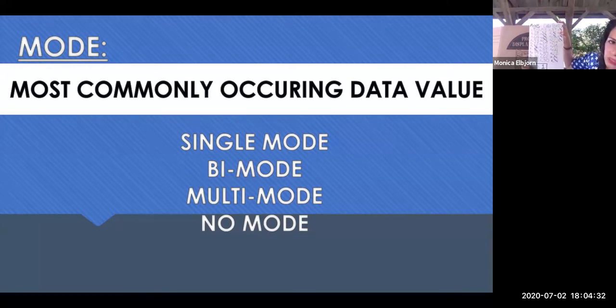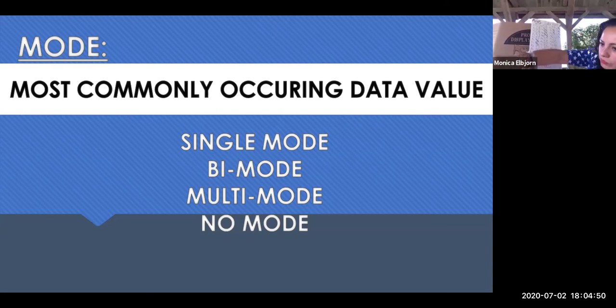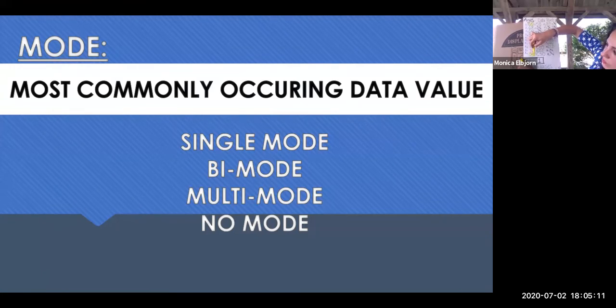So what will be our mode in this data set? 55, 19, or 72? Will this be a single mode, bi-mode, multi-mode, or no mode? So yeah, this is going to be a single mode because my 55 is the one that repeats the most, 55, 55, and 55. So that's our most commonly occurring data value.